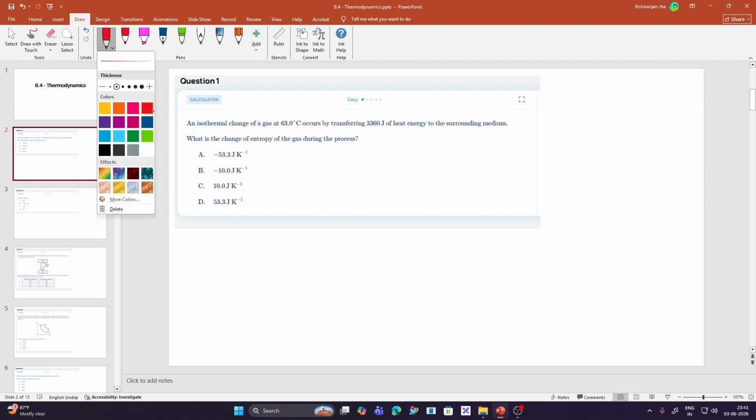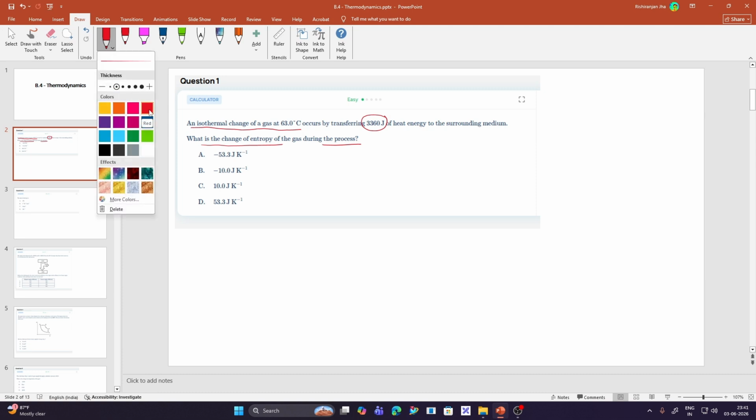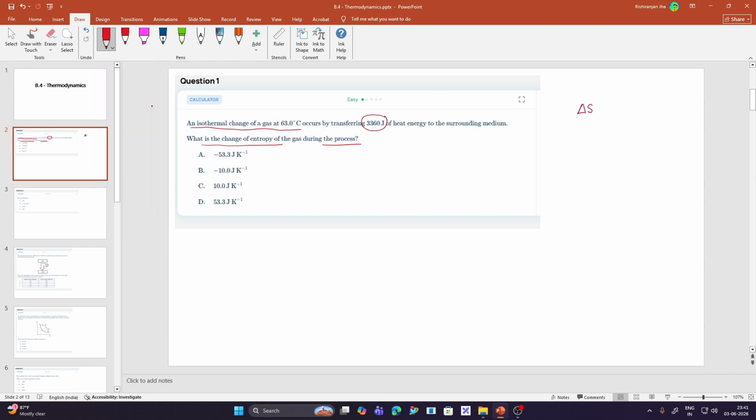So here we have an isothermal change of gas at 63 degrees Celsius, which occurs by transferring 3360 joules of heat energy to the surrounding medium. What is the change in entropy of the gas during this process? So we have to calculate the change in entropy of the gas during this process, right? So we have the formula for change in entropy as delta S equals delta Q by delta T.